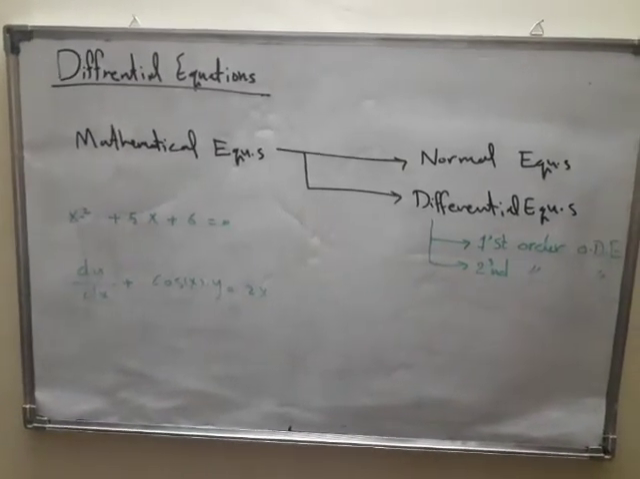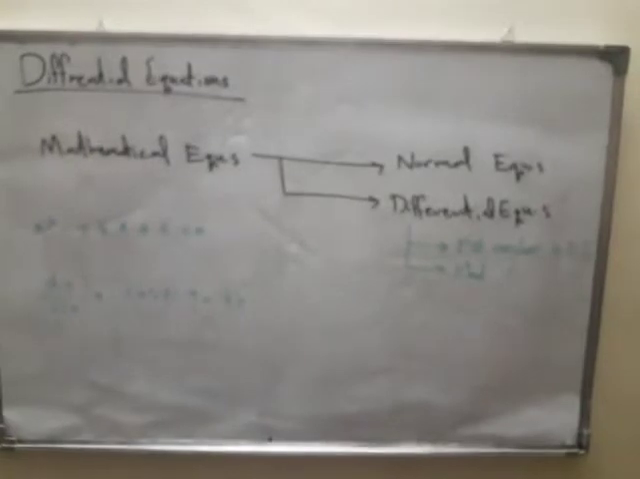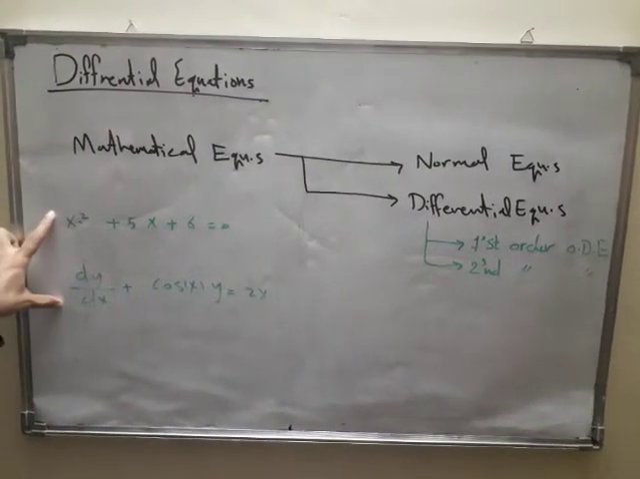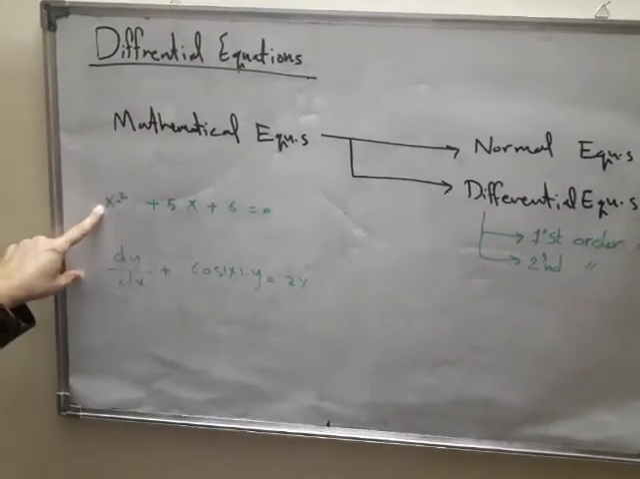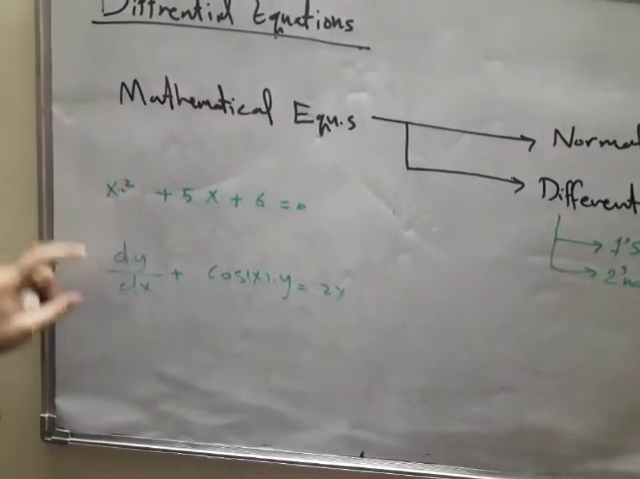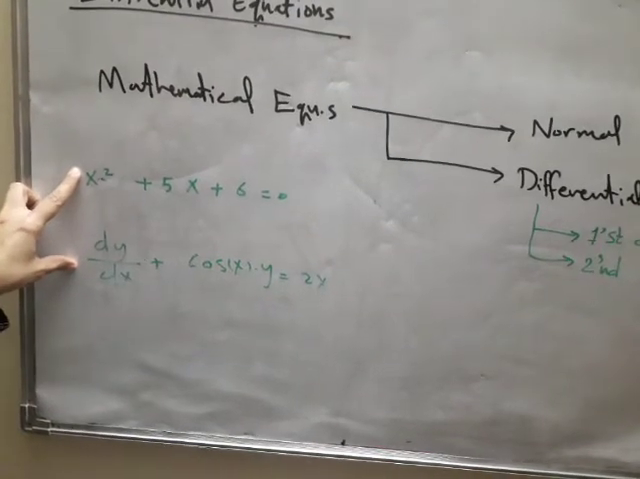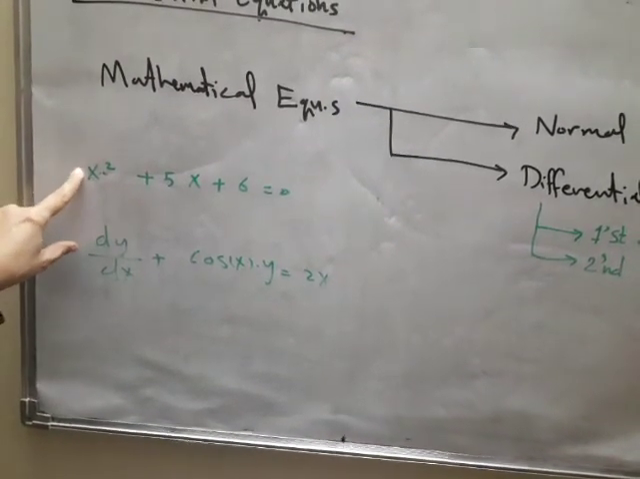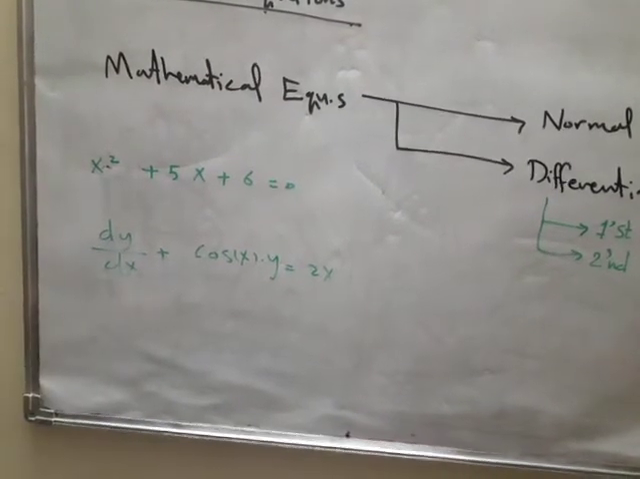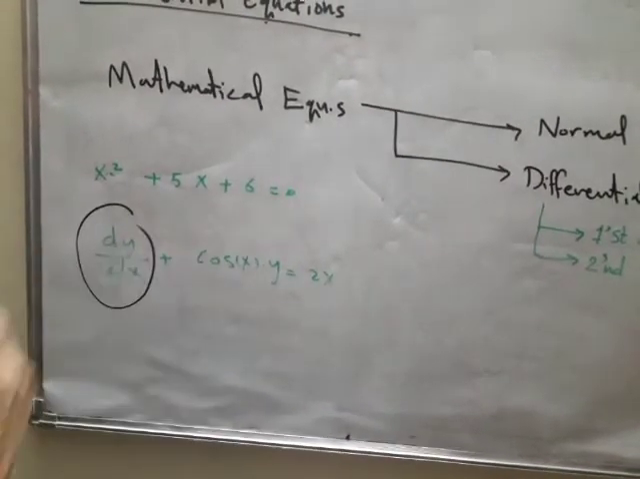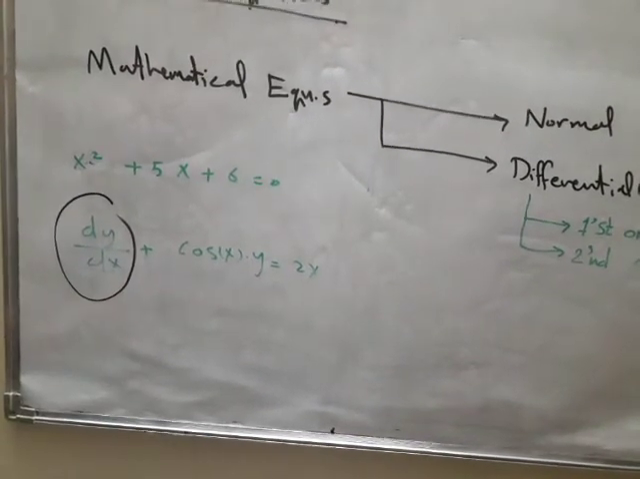Mathematical equations in general can be classified into two main types: normal equations and differential equations. These are two examples of the two types. The first one is the normal equation and the second is the differential equation. The main difference between these two types is that the first equation, the normal equation, doesn't contain the differential part, while the differential equation must contain the differential part.